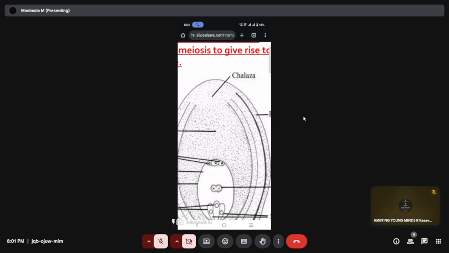In the embryo sac. In the embryo sac it takes place. And the embryo sac is in the ovary only, right? Yes, in the ovary only. So this is the main structure of what?